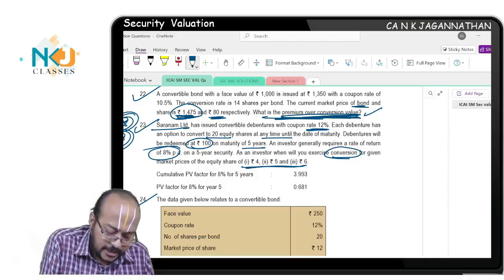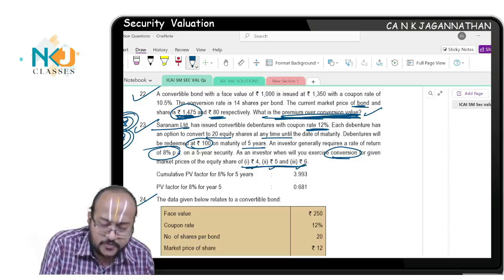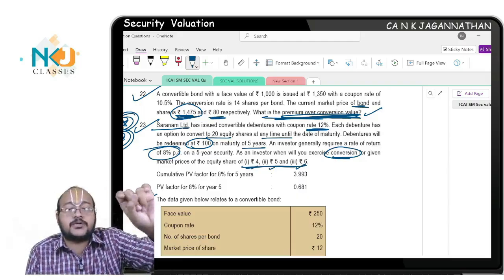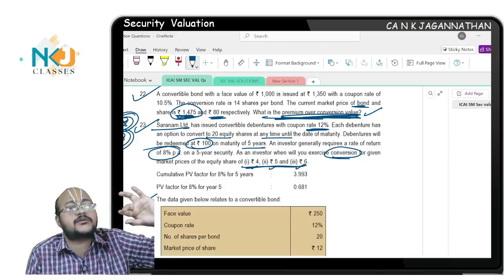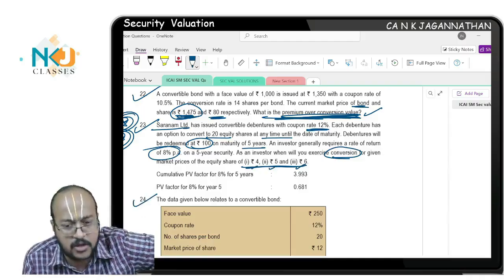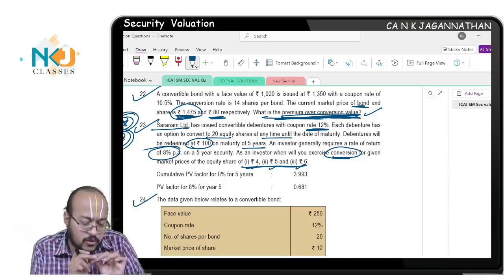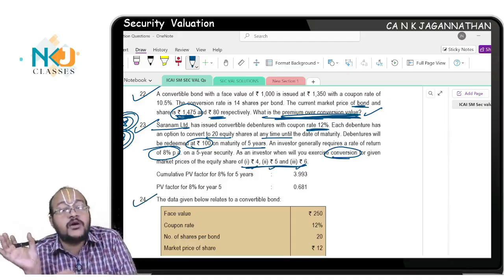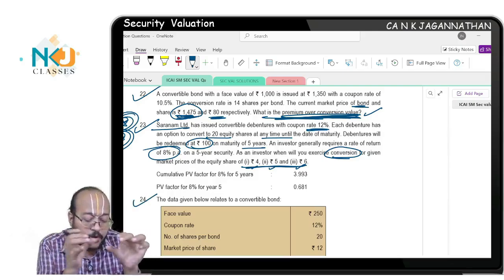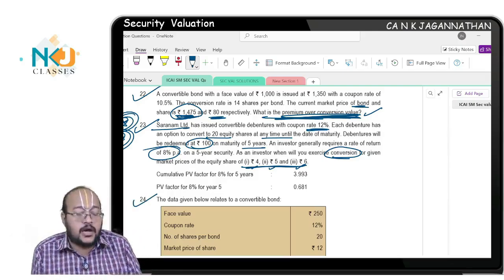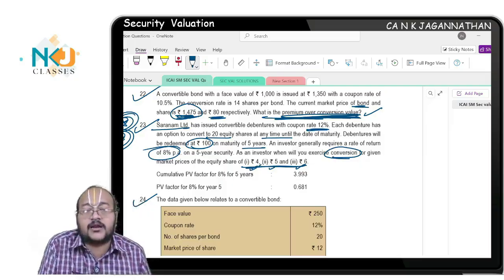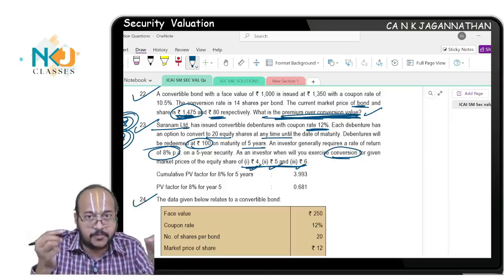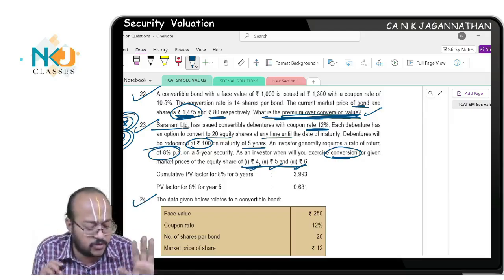Different share prices are given: 4 rupees, 5 rupees, 6 rupees. If the company's share price is 4 rupees, you will consider how many shares are being given for every bond. Number of shares into the share price, correct? You will find the conversion value. This conversion value you will keep on comparing with the value of the bond. At 4 rupees market price of the share you will have a different conversion value, and you compare it with the value of the bond. At 5 rupees, compare it with the value of the bond. At 6 rupees, compare it with the value of the bond.